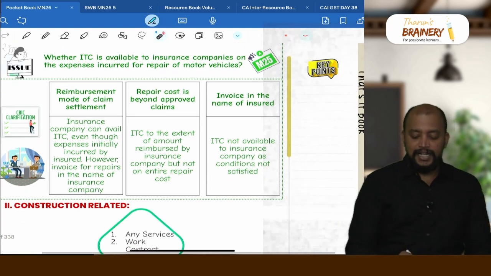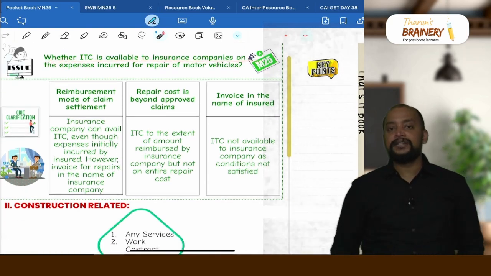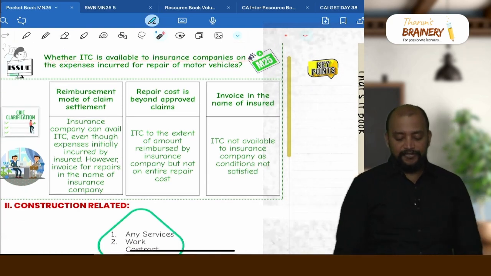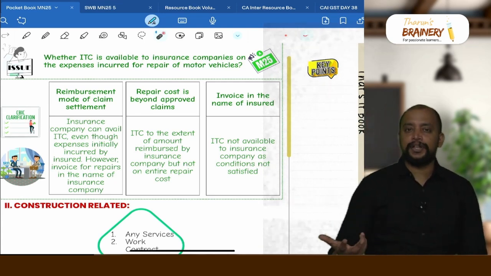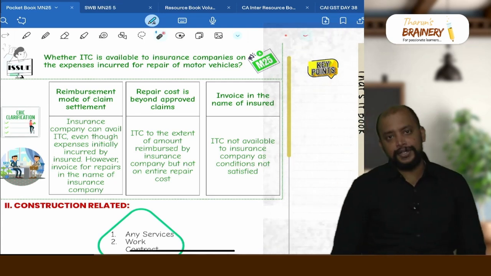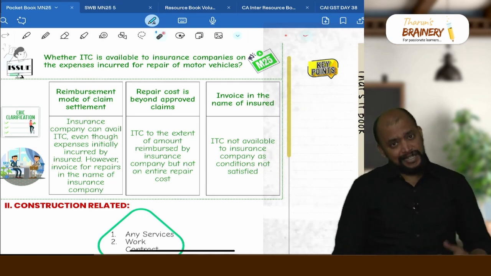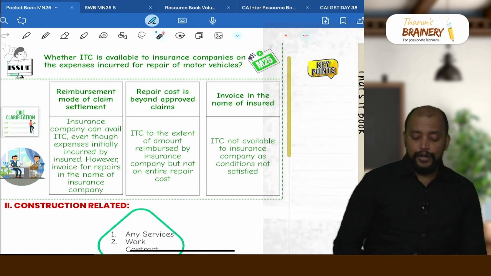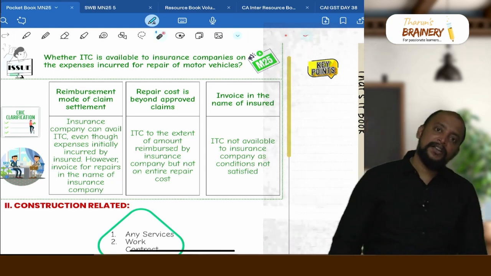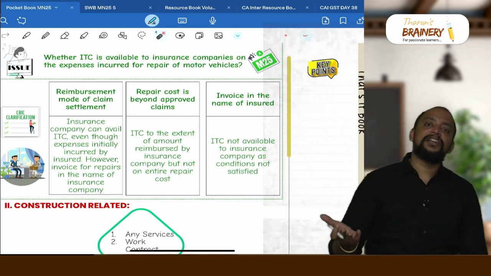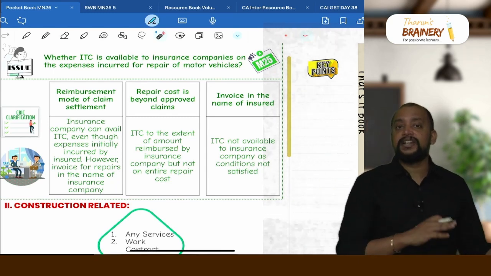Then next, whether ITC is available to insurance companies on the expenses incurred for repair of motor vehicles. Generally, whenever an insurance company gives the insurance, the repair bill will be in the name of the insurance company. Can the insurance company take ITC? Yes, they can take ITC. But it so happens that it is like a reimbursement mode of settlement claim, wherein first this person will pay and then the insurance company will reimburse the person.